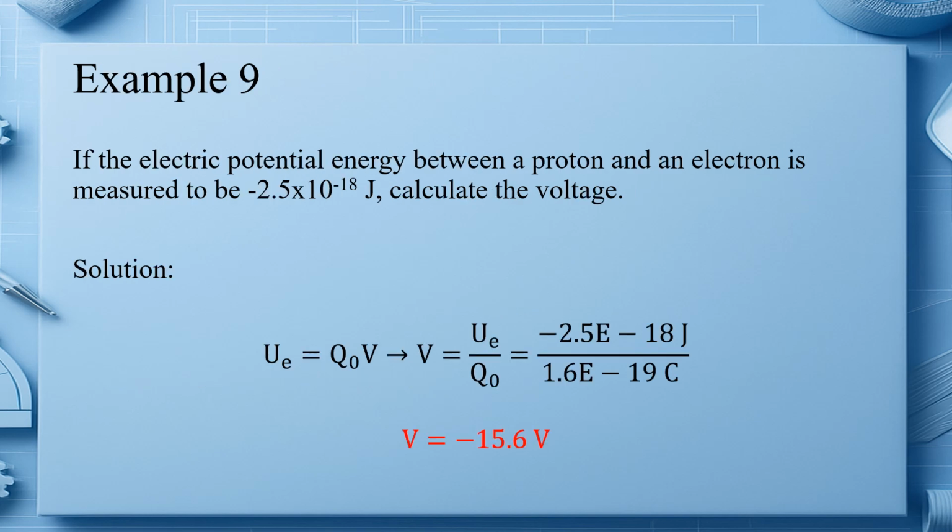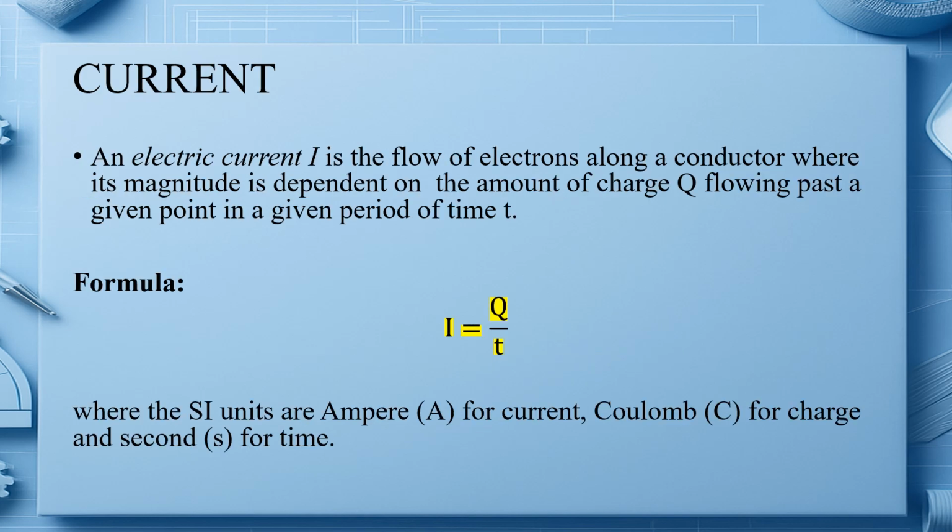If the electric potential energy between a proton and an electron is measured to be negative 2.5 times 10 raised to negative 18 joule, calculate the voltage. So from the formula, let's just manipulate the formula so you will get voltage is equal to negative 15.6 volts.